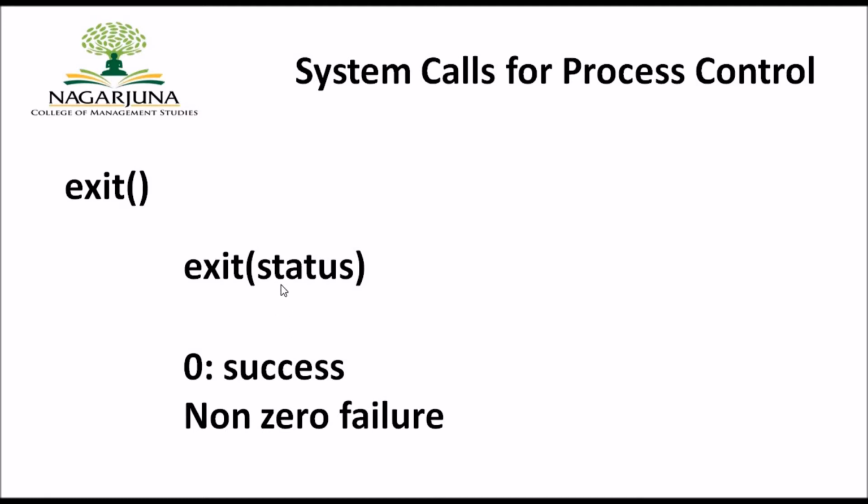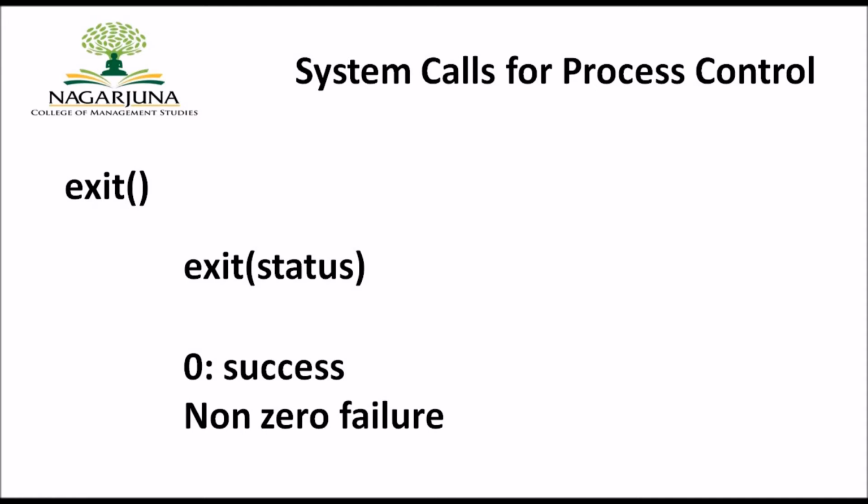In case your status value is a non-zero value, then it's a failure to end the process. That means the process has not yet ended, it is still under execution, or it might be in a wait state. So if I would like to end a process and return a value to its parent process, I'm going to make use of exit. If the status is 0, your process has ended successfully. If not, it returns a non-zero value, indicating a failure. So this is about system calls for process control.